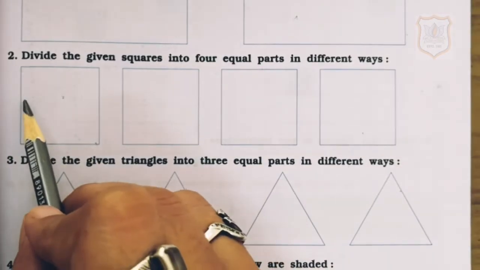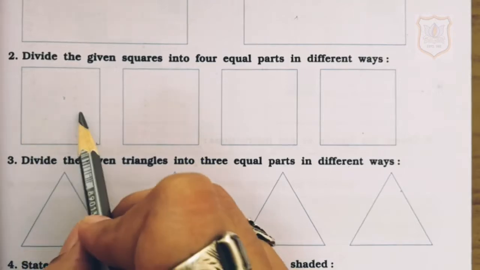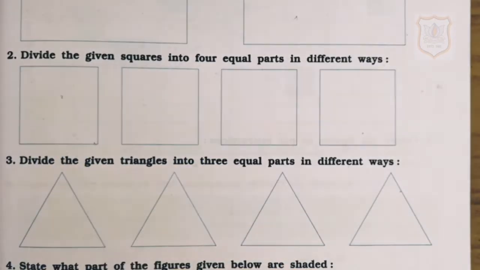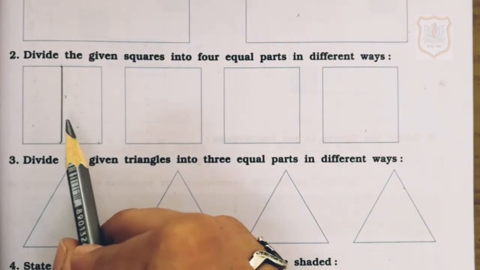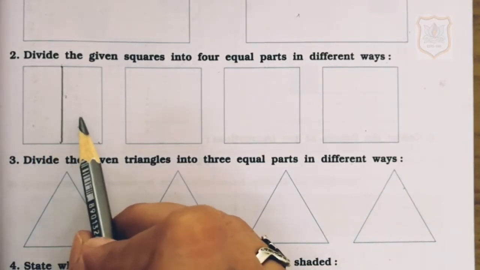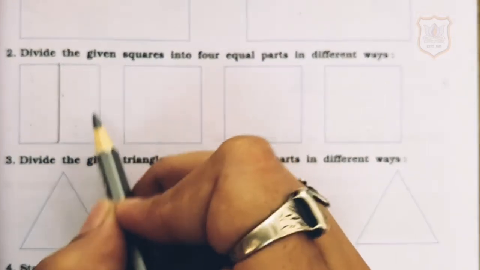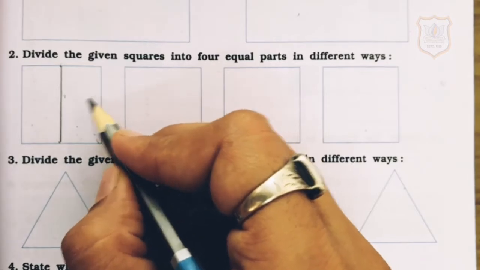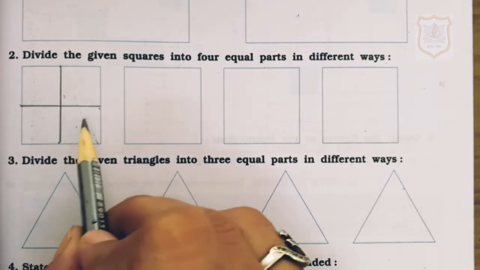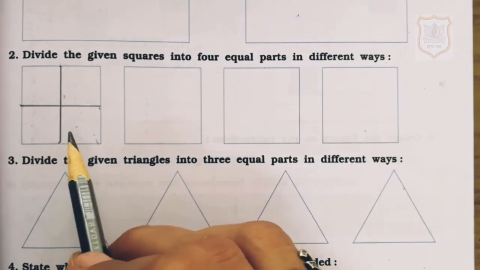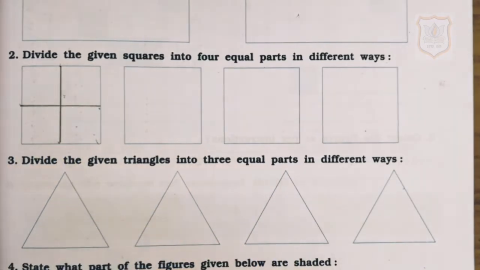So first we will divide this square equally with the help of a standing line. In this way students, you will divide the square with the difference of 1.4 centimeter and with the help of a standing line. In the same way we will divide the square with the help of a sleeping line also. In this way we will make a sleeping line and now you can see that the square is divided into 1, 2, 3, 4 equal parts.